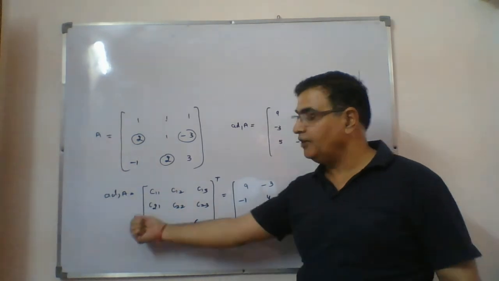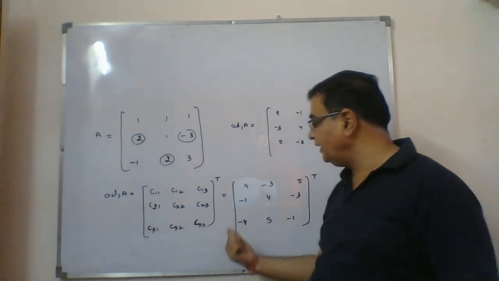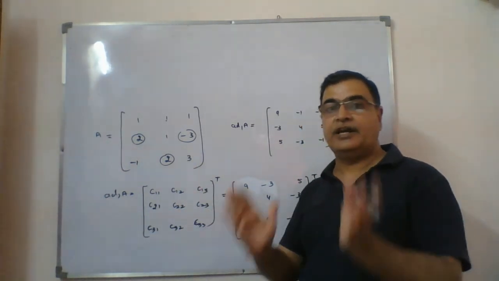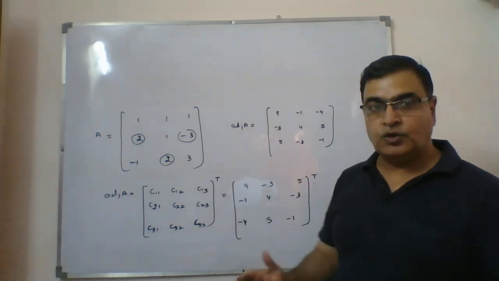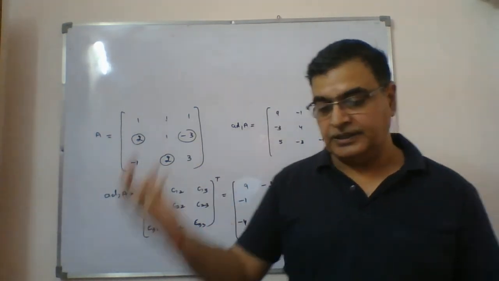So keep in mind, whenever you are going to calculate the adjoint of A, first find the cofactor matrix and then take the transpose of it. Okay, now we'll continue with this in the next lecture.